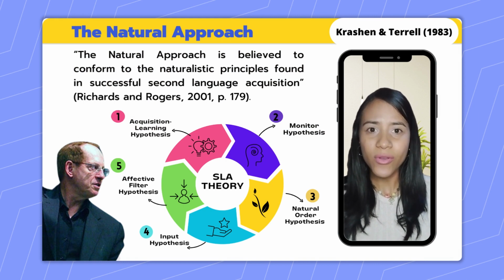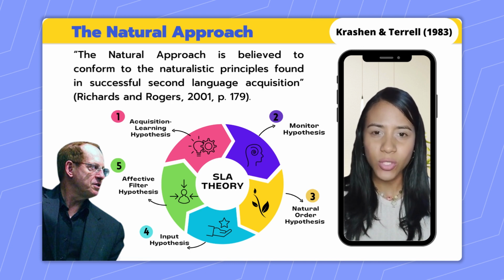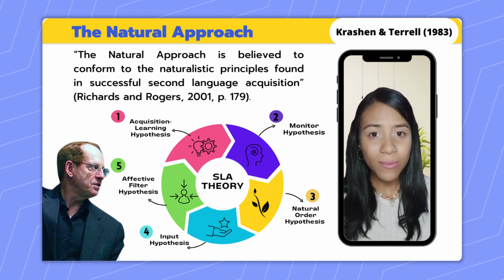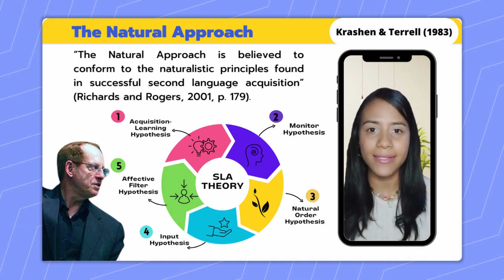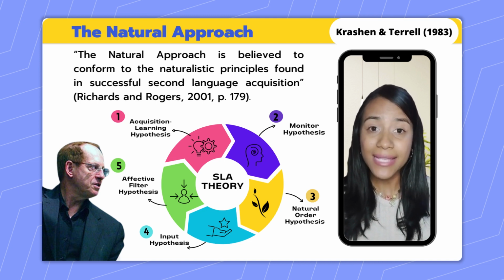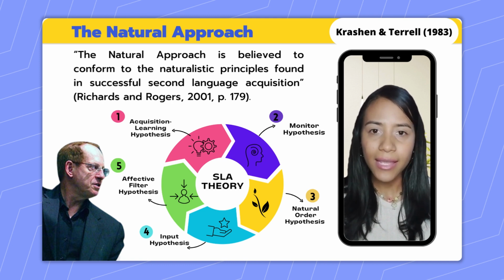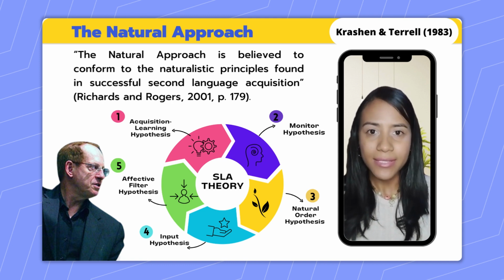According to Richards and Rogers 2001, Krashen and Terrell claim that the natural approach is believed to conform to the naturalistic principles found in successful second language acquisition. The natural approach, published in 1983, joined efforts from 2 sides: the pedagogical experiences of Terrell 1977 and Krashen's second language acquisition theory 1981, which includes 5 main hypotheses.